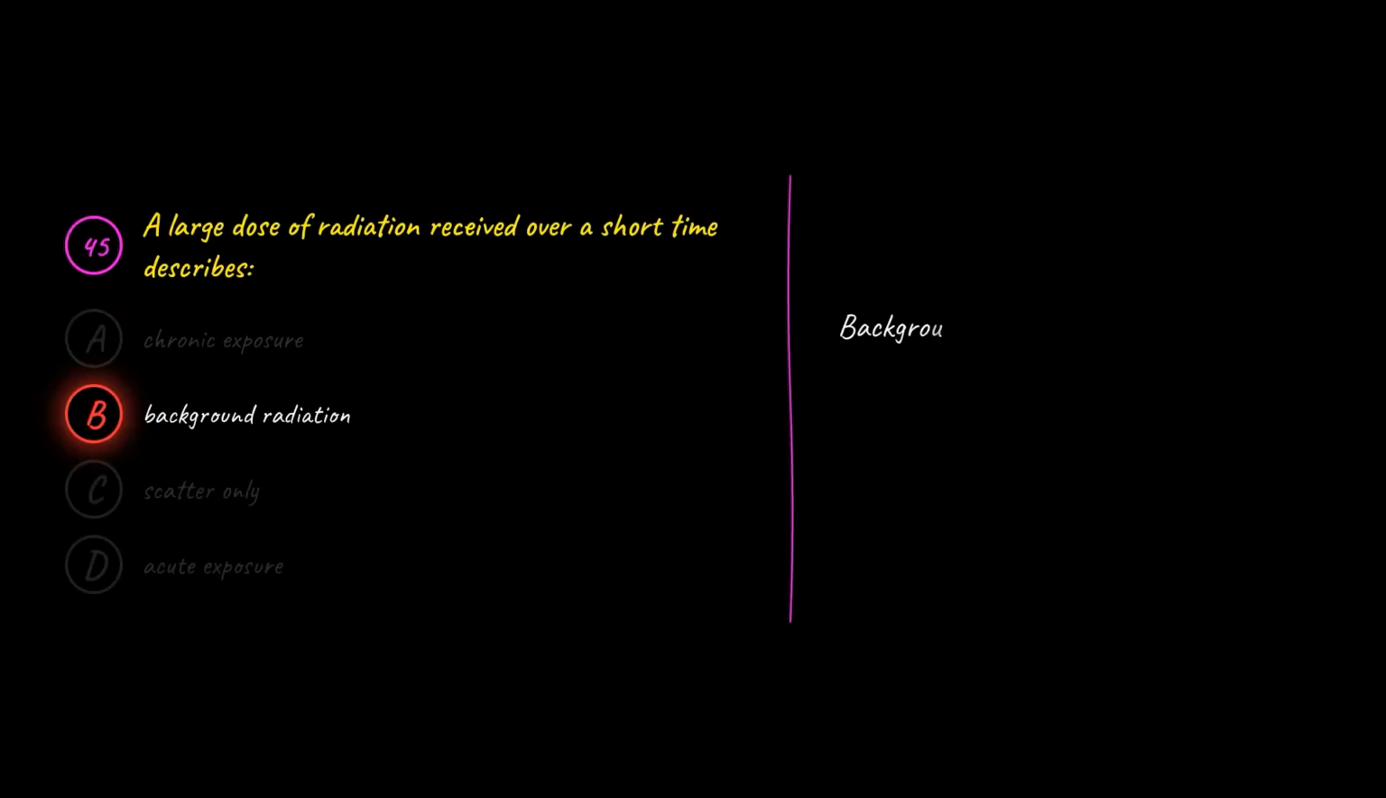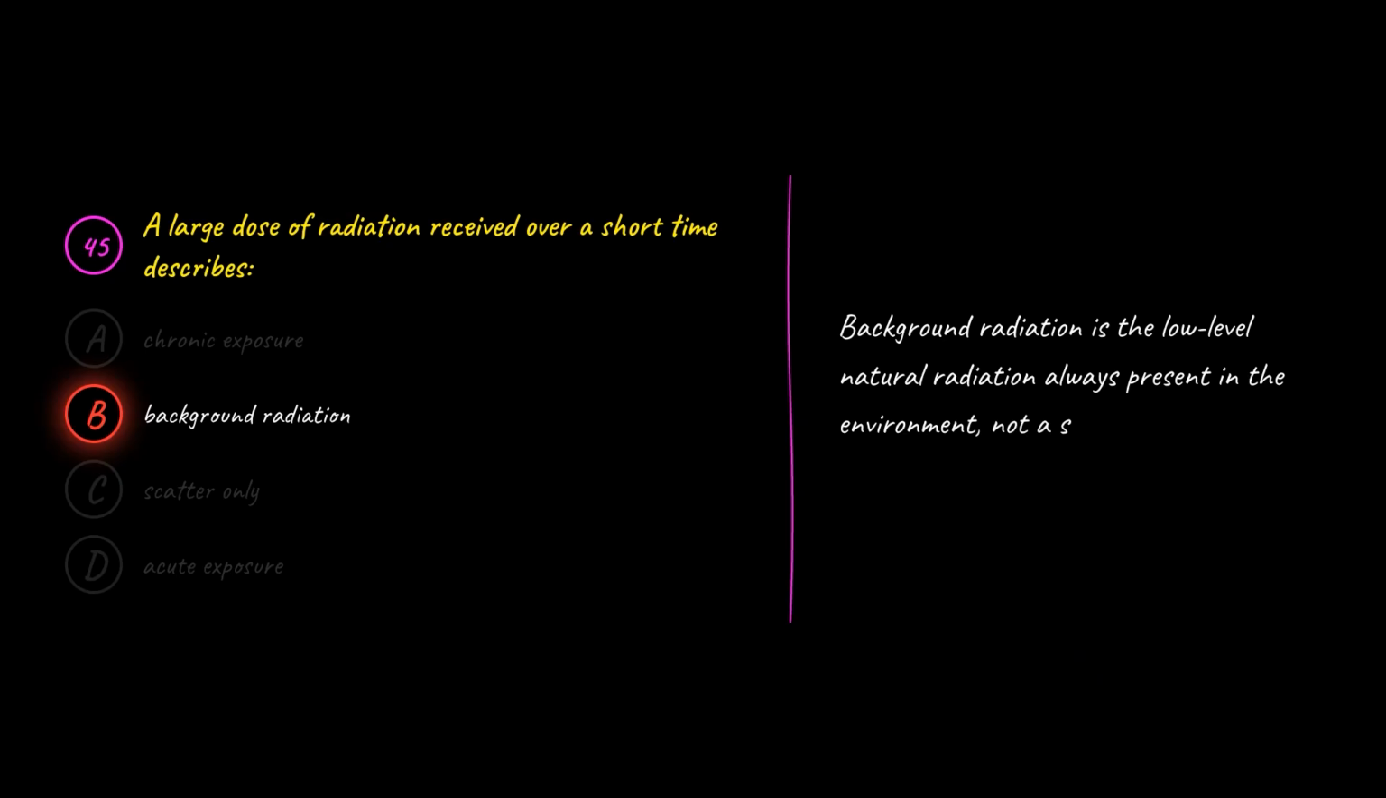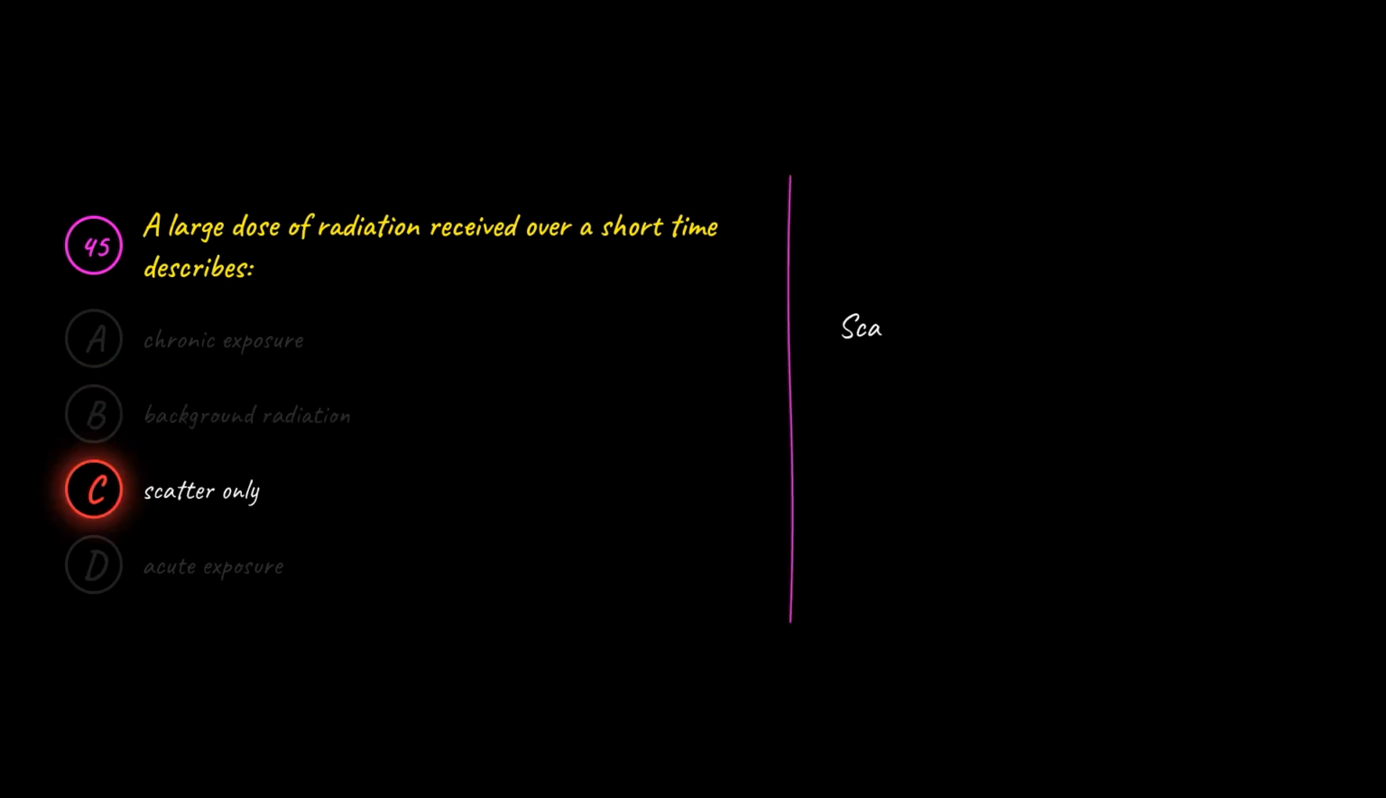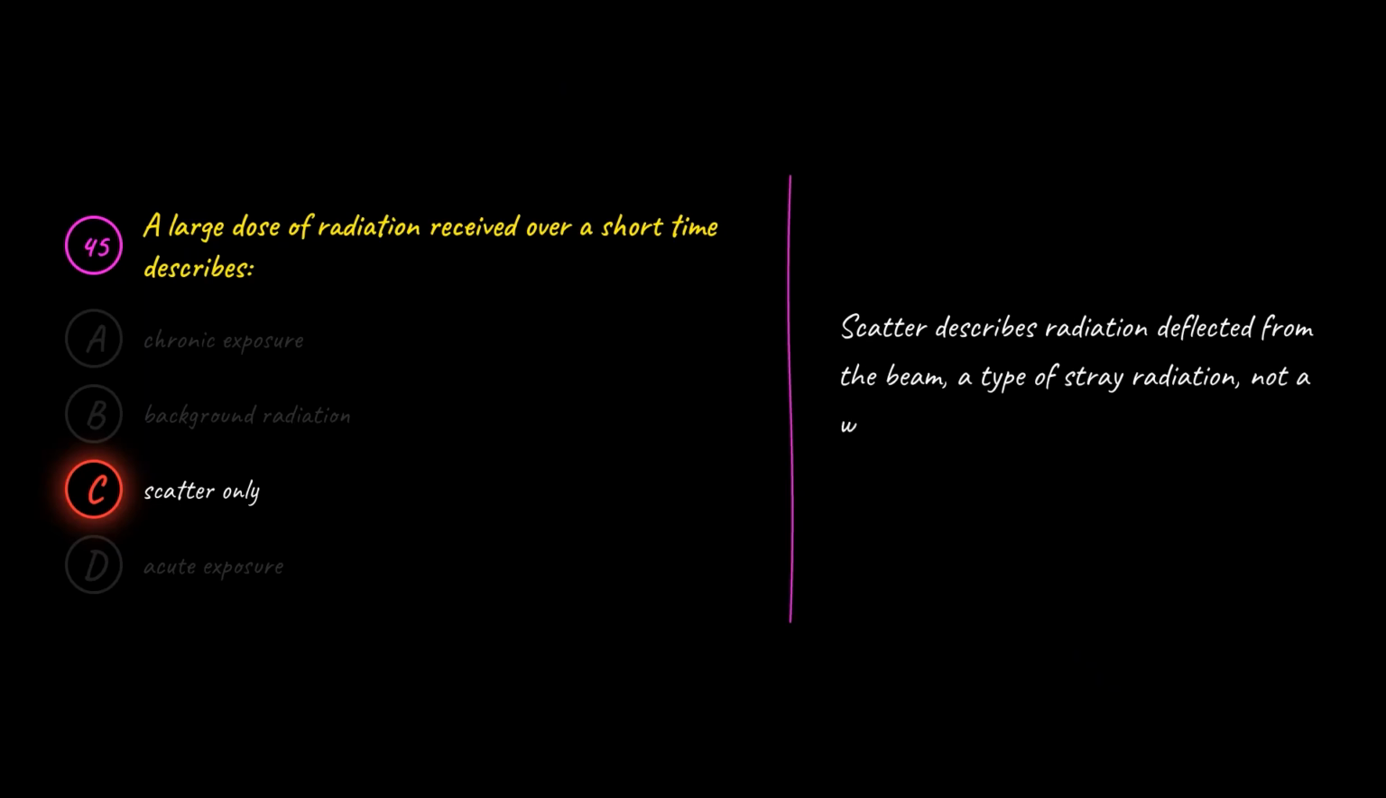B is wrong because background radiation is the low-level natural radiation always present in the environment, not a sudden large dose received in a brief time. C is wrong because scatter describes radiation deflected from the beam, a type of stray radiation, not a way of classifying how much dose is received over what time.